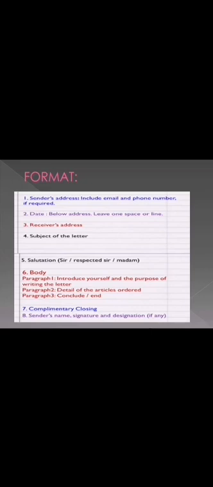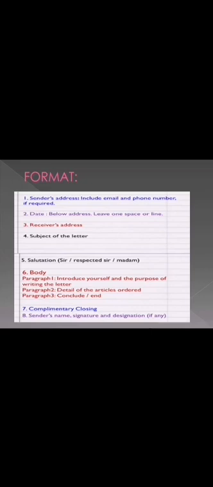Step number 4, that is the subject of the letter, and it should be to the point only. And we never write a complete sentence here. It should be brief. Next, salutation, and we write respected sir or sir because sir is itself a formal word. Next, that is the most important part of this letter, that is body.